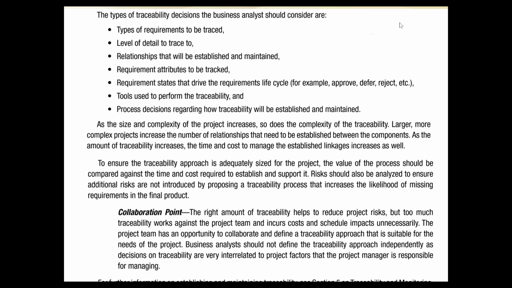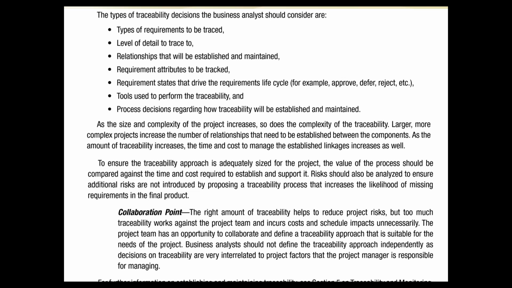Collaboration point here is the right amount of traceability helps to reduce project risk. So this sentence is very immaculate. You see, right amount of traceability. You should not be doing more traceability, unnecessarily more, or too little traceability. If the right amount is done, that will reduce the project risk, but too much traceability works against the project team and incurs cost and schedule impacts unnecessarily.